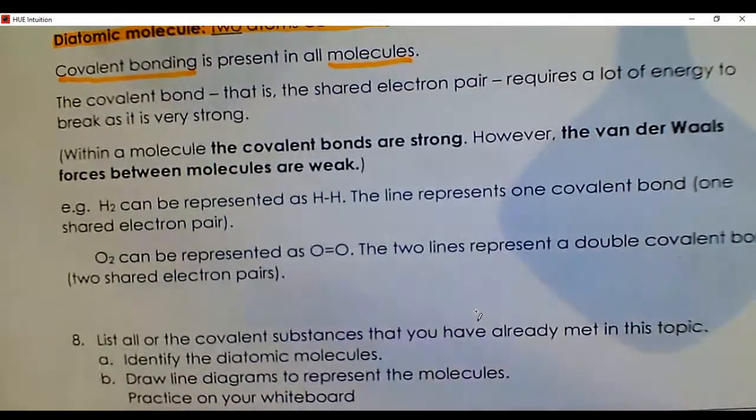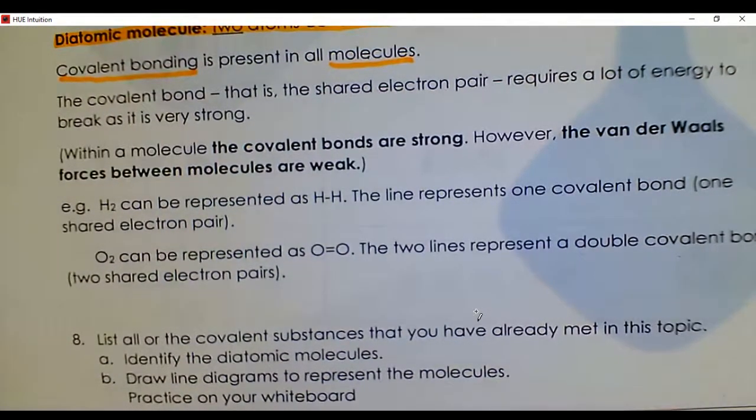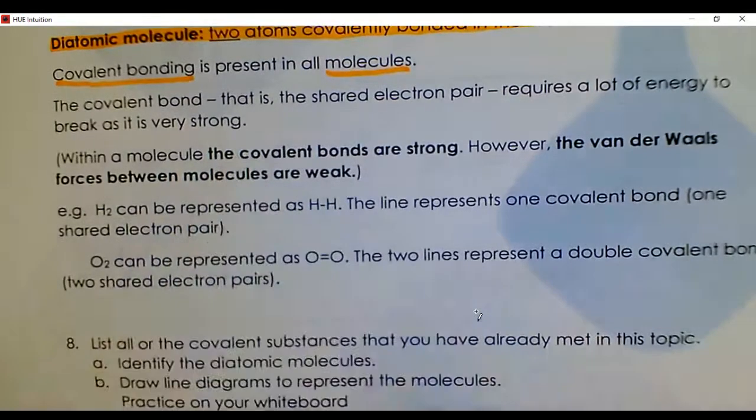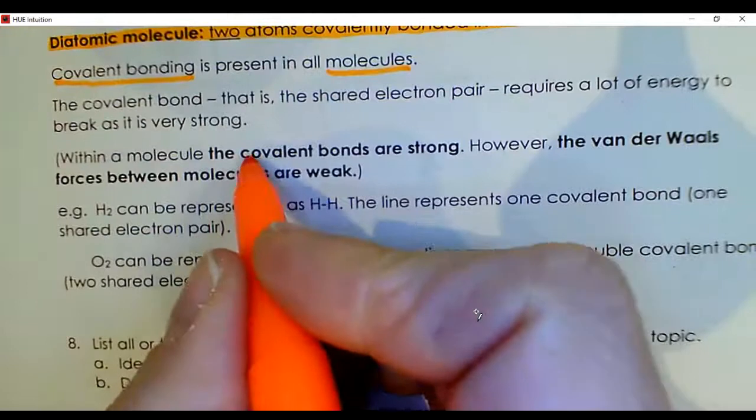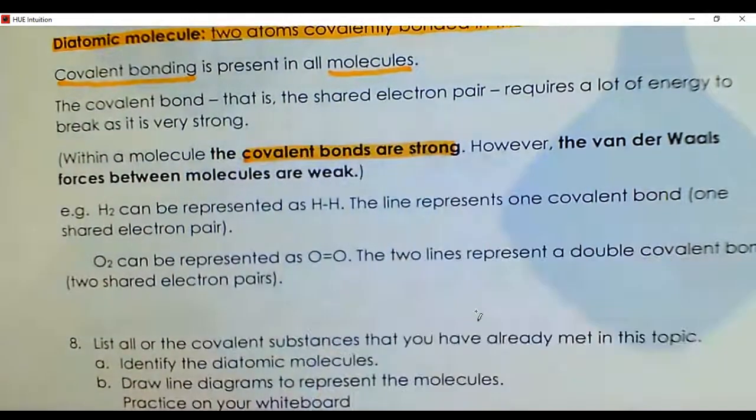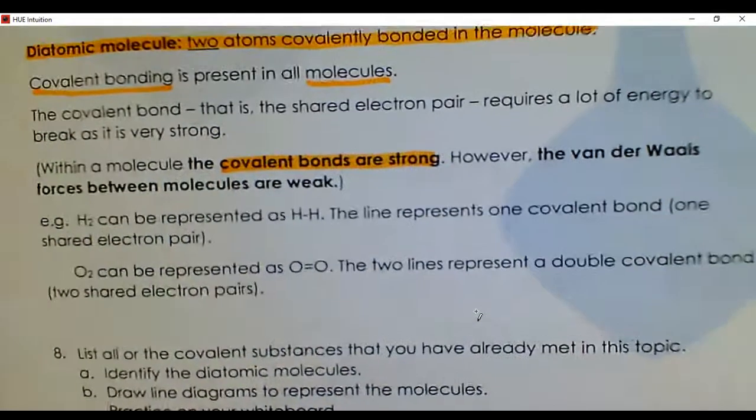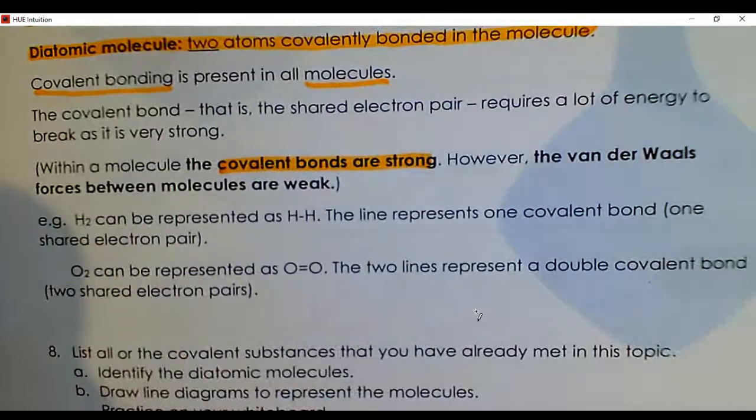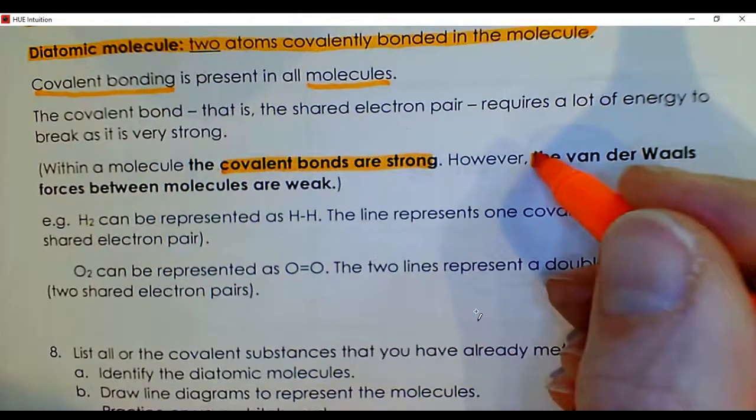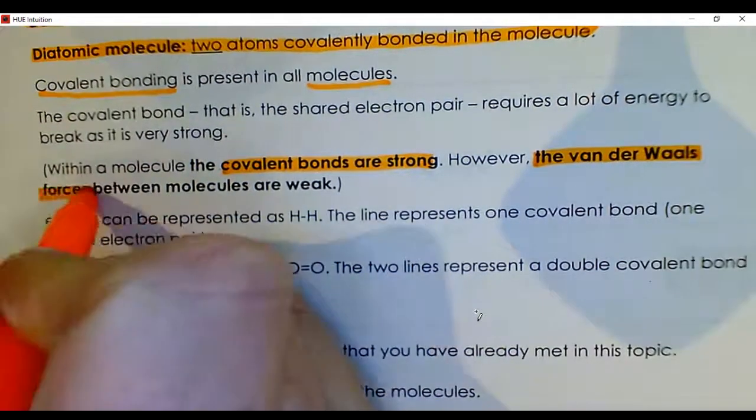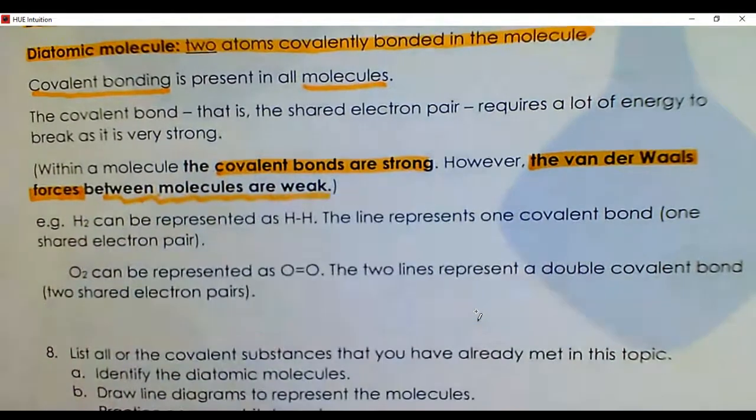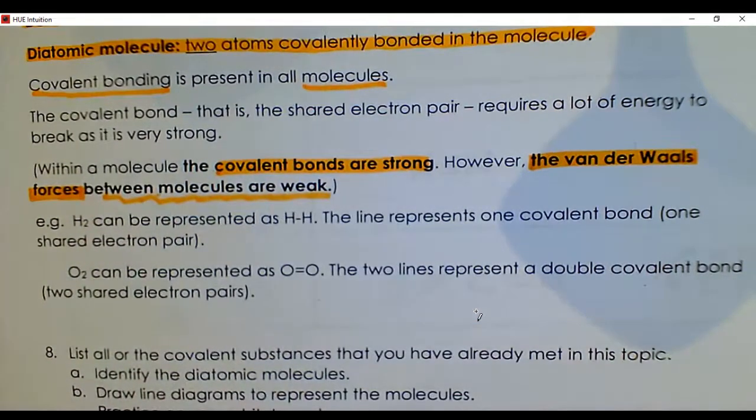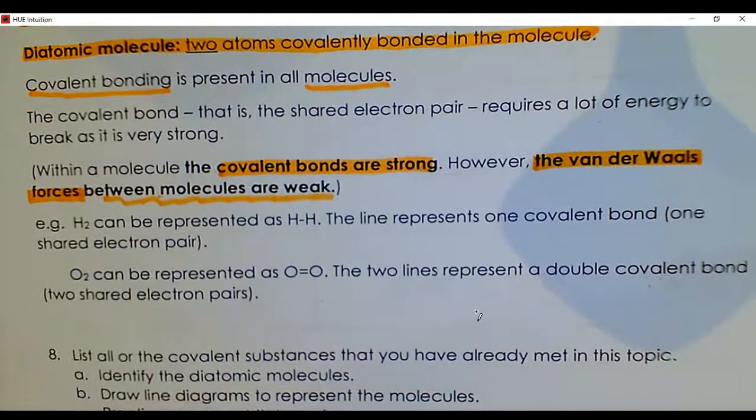Okay, so you've got two types of bonding in covalent substances. Just be aware that covalent bonds are strong. It may not appear like that when you see the properties of hydrogen gas and so on, but it is true. It takes a lot of energy to break a covalent bond, to separate that shared electron pair. But there's another type of force that comes into play, called van der Waals forces. These are forces between the molecules, and they are very weak.